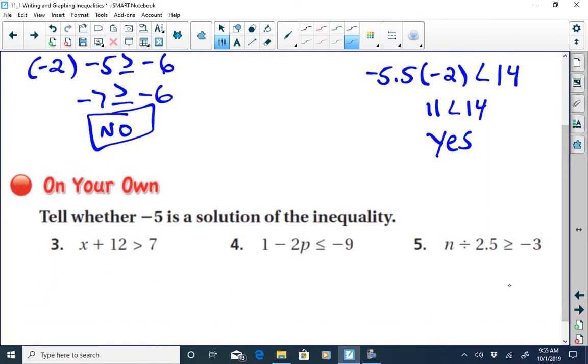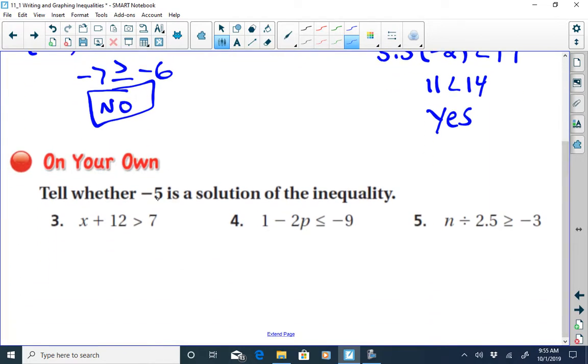Try a few examples on your own where we want to check to see if negative 5 is a solution for these inequalities. So we take problem 3. I'm going to replace x with negative 5, see if I get a true statement. So negative 5 plus 12, is that greater than 7? Well, negative 5 plus 12, that's going to be equal to 7. Is 7 greater than 7?